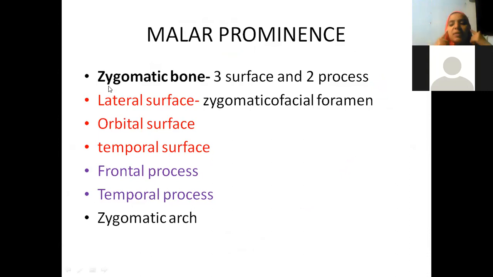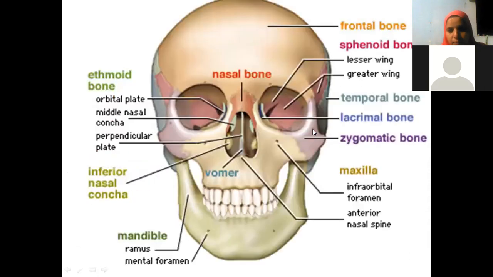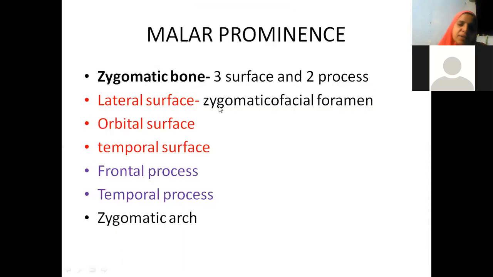So this is chiefly formed by the zygomatic bone, which has three surfaces and two processes. The lateral surface will present one foramen, that is the zygomaticofacial foramen, for the passage of the same-name nerve, the zygomaticofacial nerve.